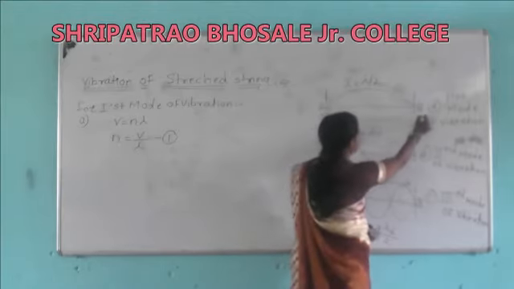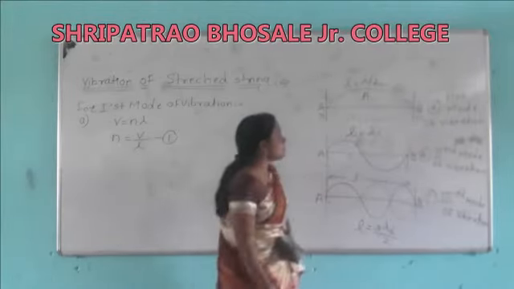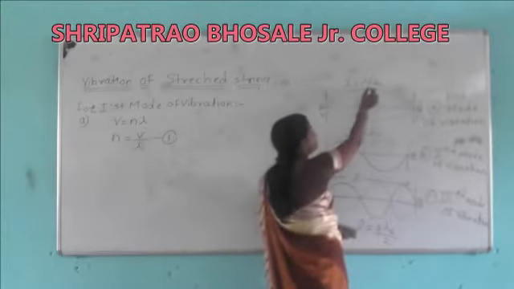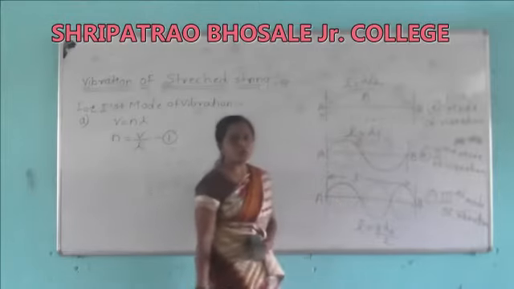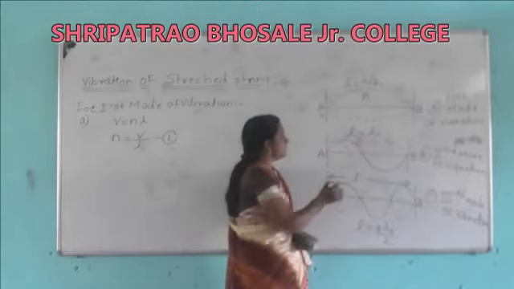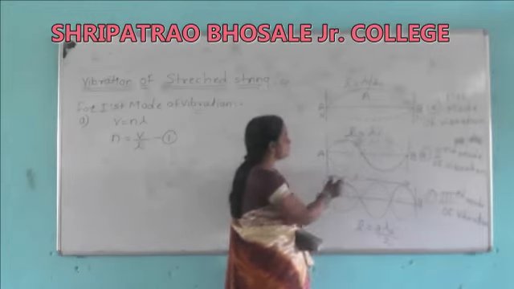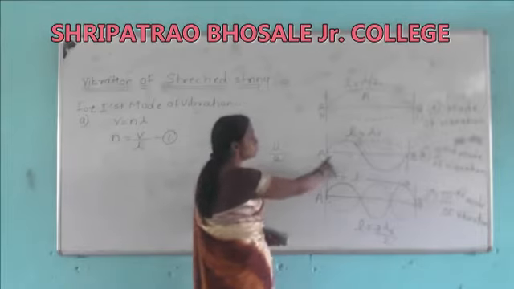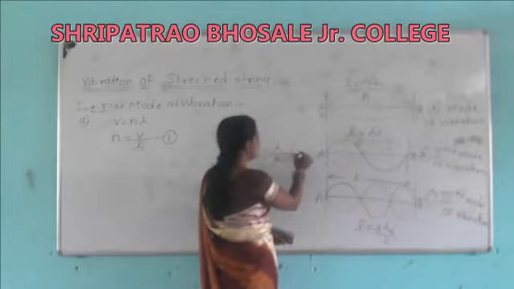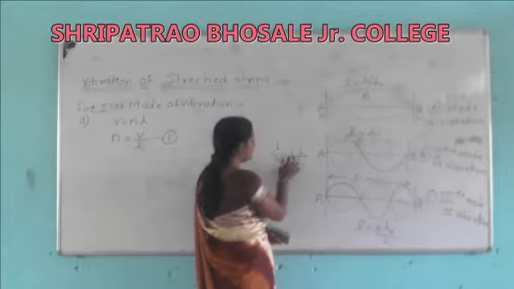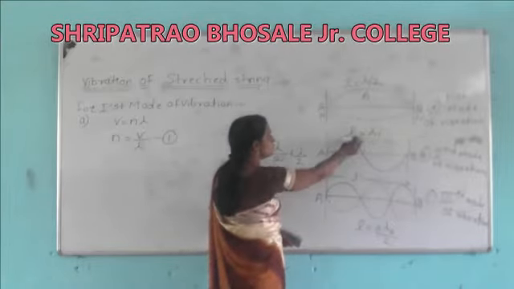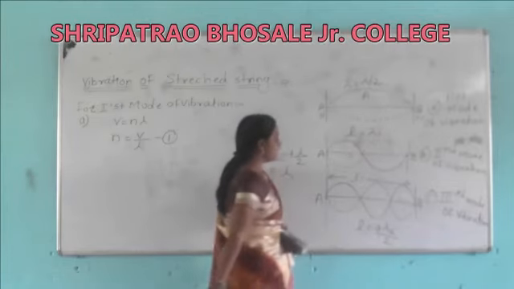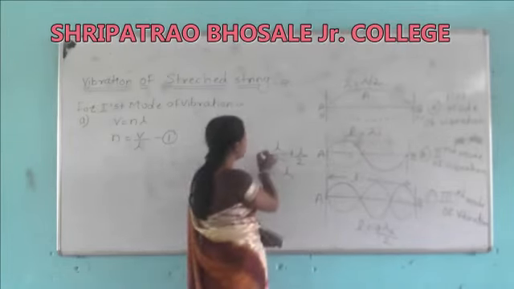Then the distance between two successive nodes is lambda by 2 in the first case. In the second case, the distance is lambda by 2 plus lambda by 2, which gives lambda. Therefore, in the second case the length L is equal to lambda. This is the first mode, and this is the second mode.